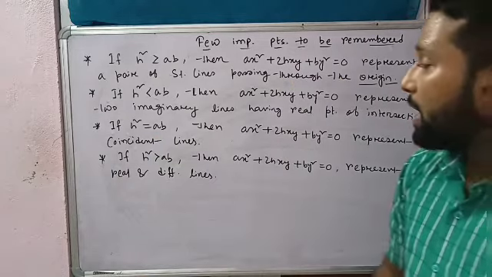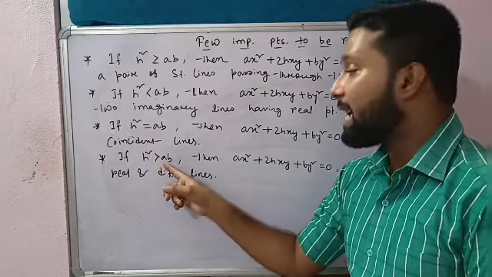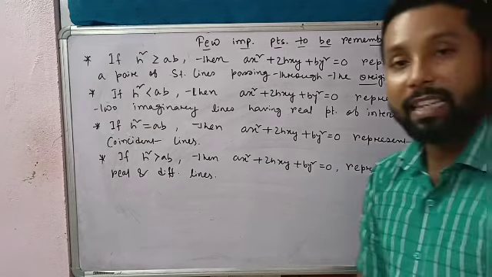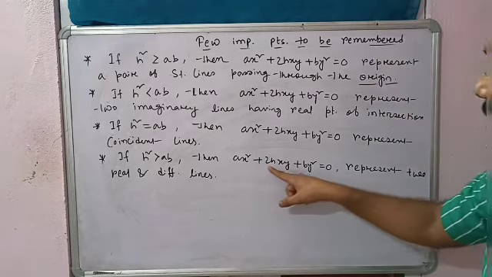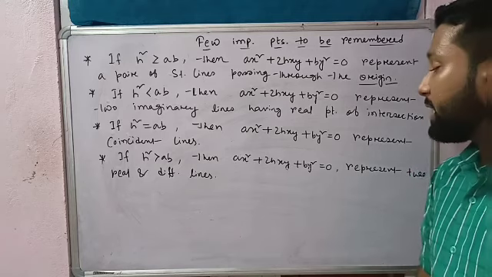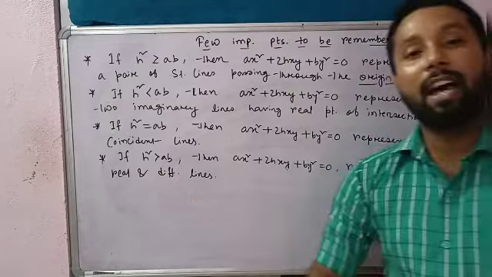And the fourth one is if the value of h square is greater than AB, then the equation ax square plus 2hxy plus by square equal to 0 represent two real and different lines.